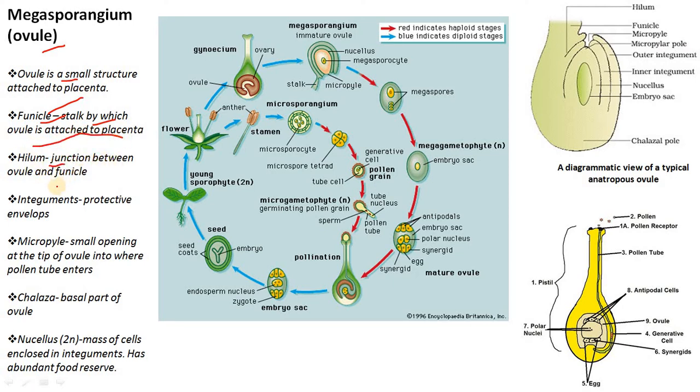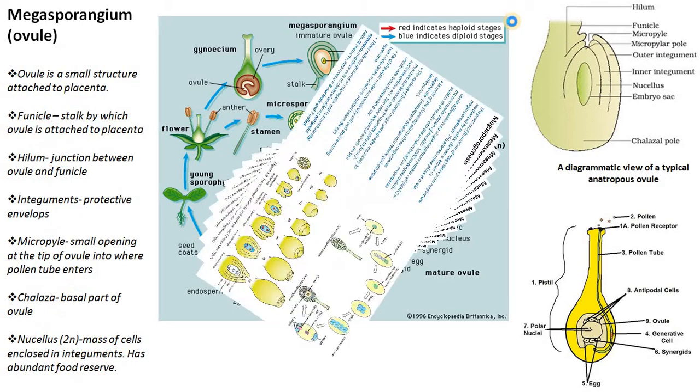Hilum is a junction between the ovule and the funicle. Integuments are the protective envelopes, and the micropyle is a small opening at the tip of the ovule into which the pollen tube enters. Chalaza is the basal part of the ovule. Nucellus, 2n, the mass of cells enclosed in the integuments, has abundant food reserve.